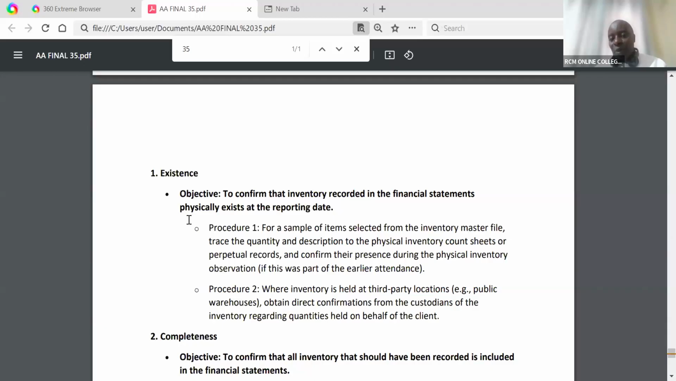All right. The question, remember the question, I'm reading from here. For now, let me just continue. So existence: to confirm that the inventory recorded in the financial statements physically exists at the reporting date. Procedure 1: for a sample of items selected from the inventory master file, trace the quantity and description to the physical inventory count sheets, or perpetual records in the computer, and confirm their presence during the physical inventory observation.